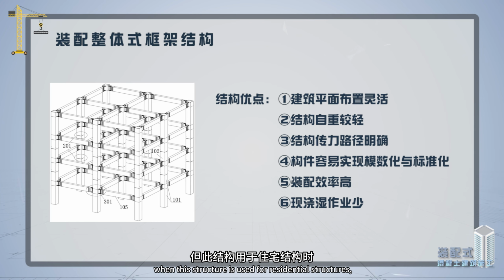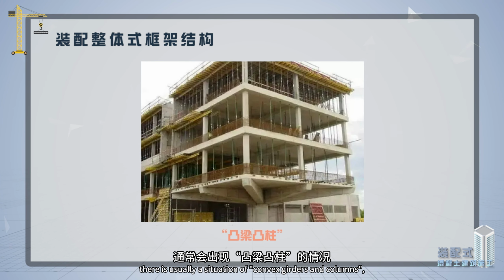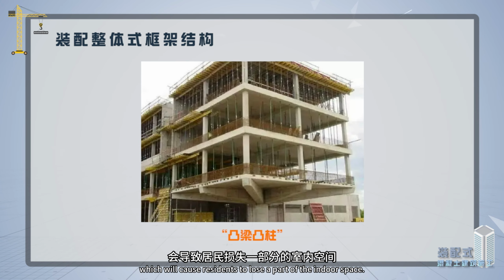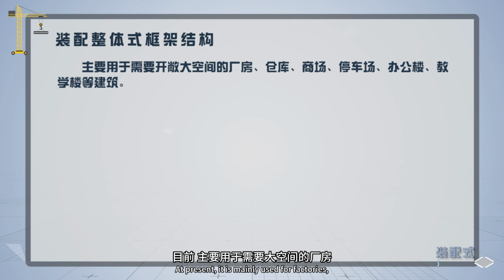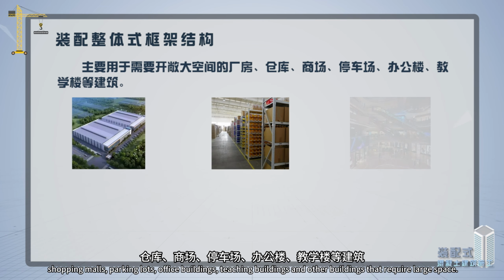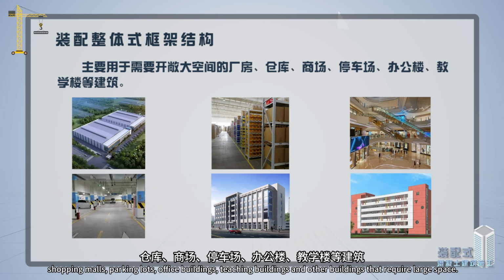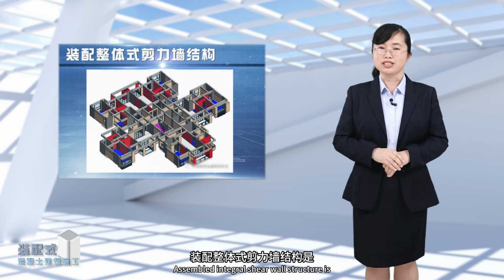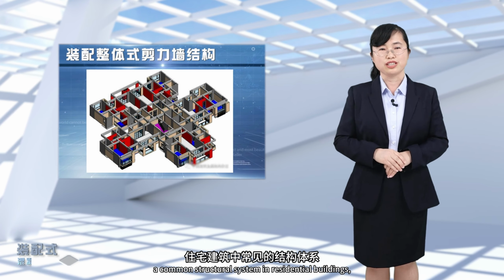When this structure is used for residential structures, there is usually a situation of protruding beams and columns, which will cause residents to lose a part of the indoor space. At present, it is mainly used for factories, shopping malls, parking lots, office buildings, teaching buildings, and other buildings that require large space.